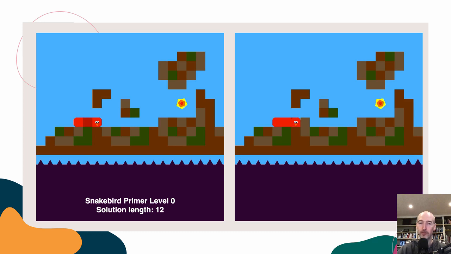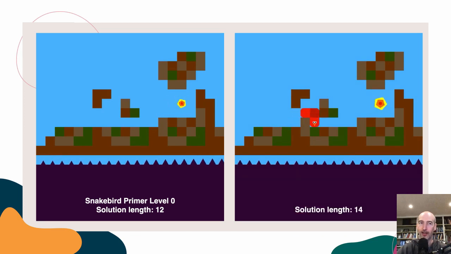This is level 0 from SNAKEBIRD Primer, and we've made a small change. This is in fact the change that maximizes the change in solution length, which is to add this block in front of the snake. The solution to the original level is simply to move across here and go in the exit. And when we put a block in, we just change the solution length. By the way, solution length here is the number of states in the solution path, so it includes the start state. It goes up by 2. And this doesn't seem to be a very important change.